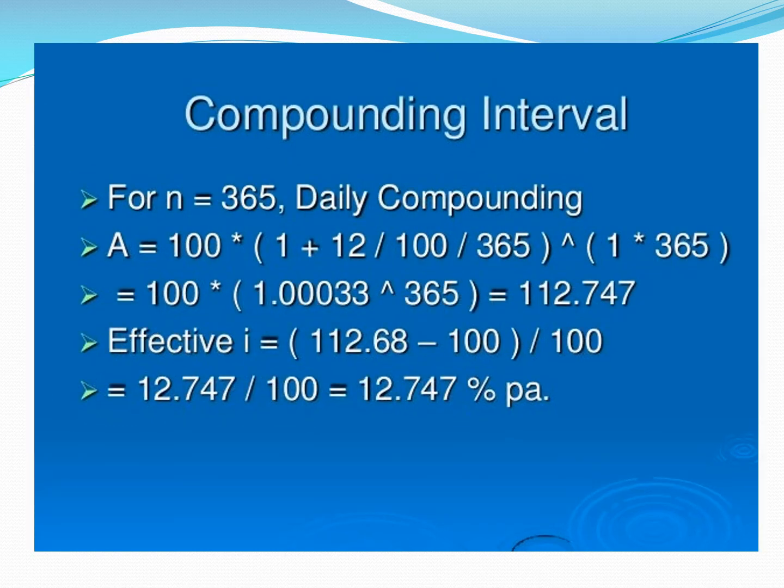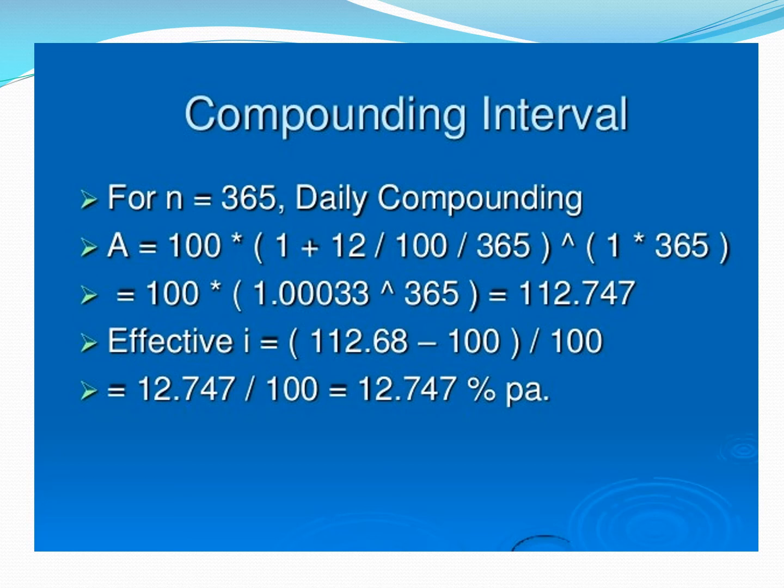For n equal to 365, it means daily compounding. Therefore, the amount is 100 into (1 plus 12 by 100 divided by 365) power of 1 into 365, equal to 100 into 1.00033 power of 365, equal to 112.747.